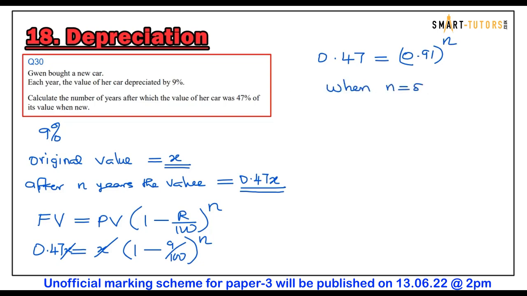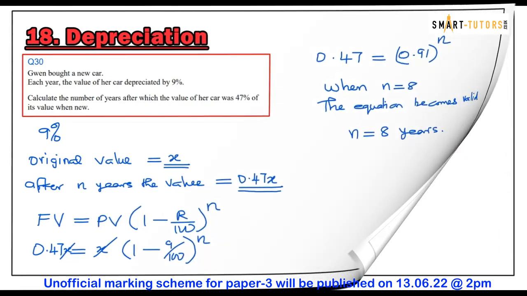So after 8 years, the price is going to be, so when n equals 8, the equation becomes valid. Therefore, n equals 8 years. So that is the depreciation. We already had a question about depreciation in paper 2. So this depreciation may be a different style of question.